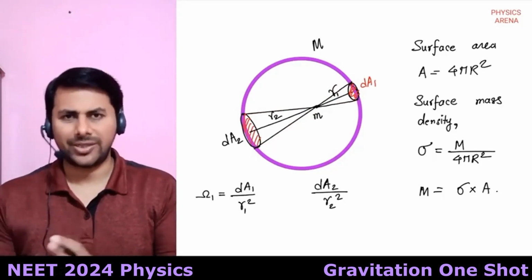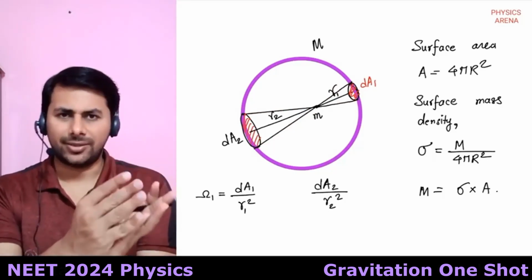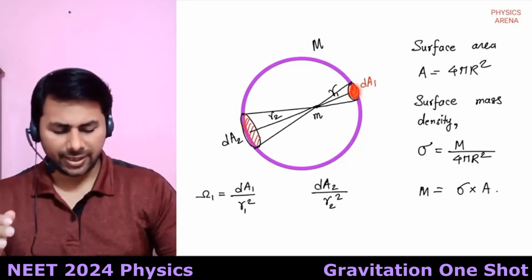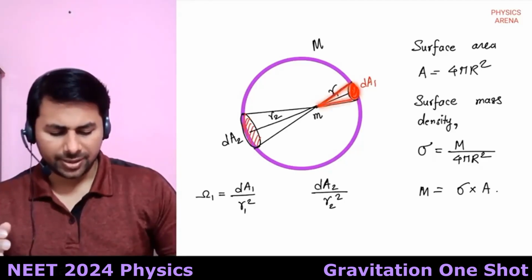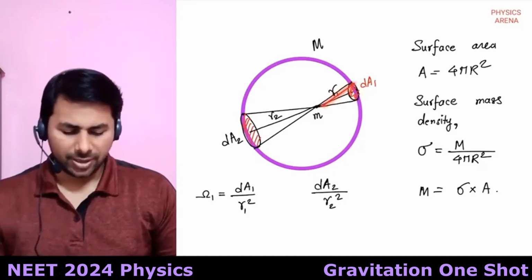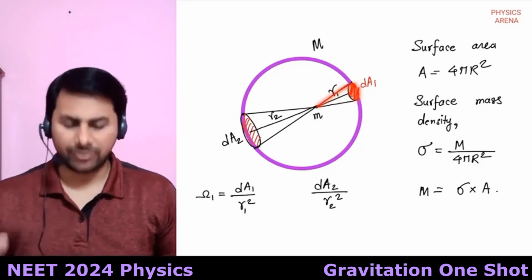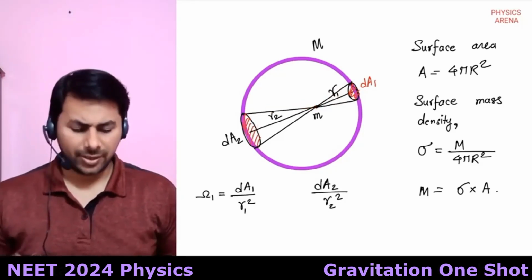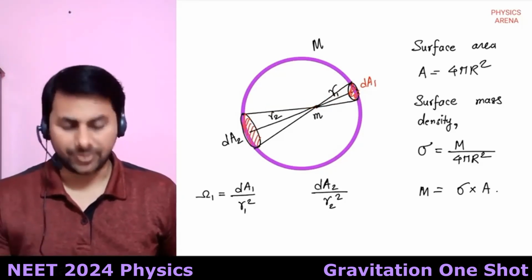Okay, if you recall, in the first lecture we studied solid angle. It is a cone, right? It is this area divided by this distance squared, r squared. So this area upon this r squared will be equal to this area upon this r squared. Okay, and what does that mean now?